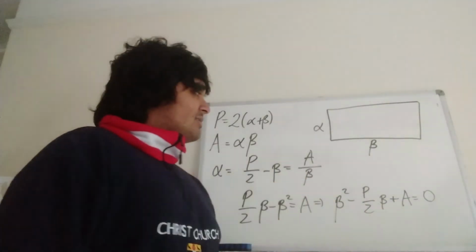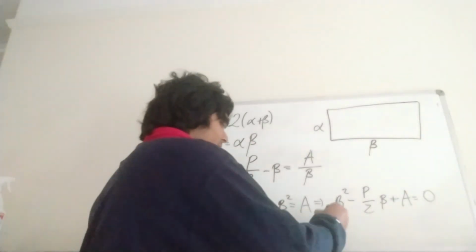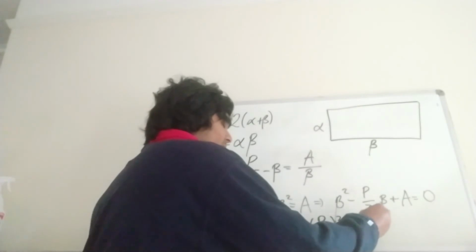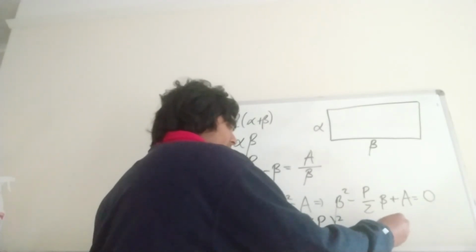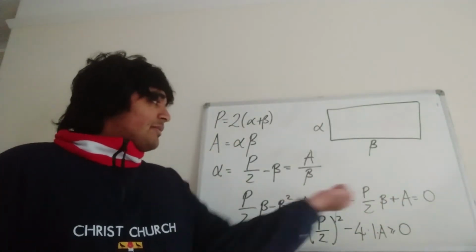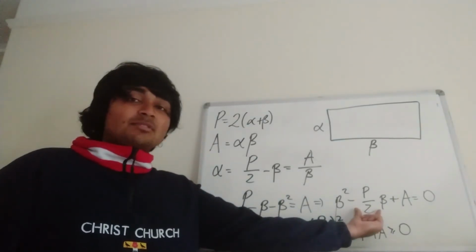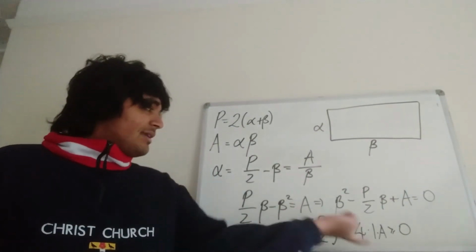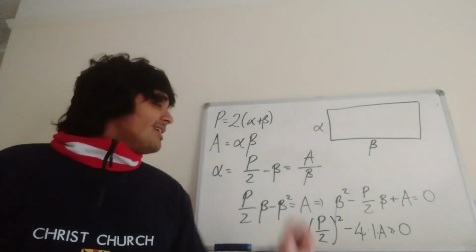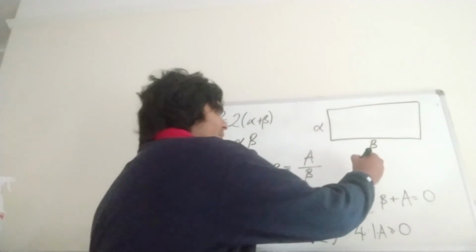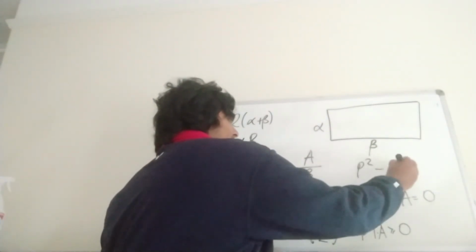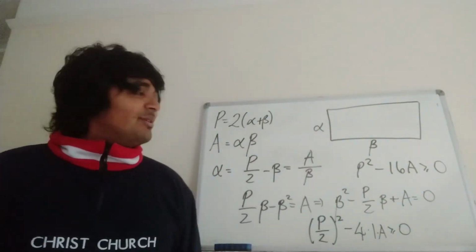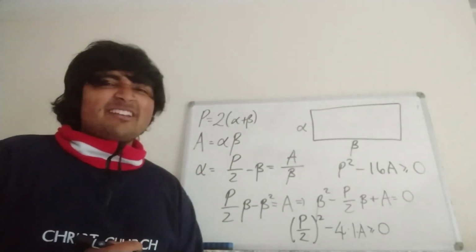So if we look at the discriminant, we get (P over 2) squared minus 4 times 1 times A being bigger than or equal to 0. Because remember, you take the coefficient of the second term, square that, and then subtract off 4 times the coefficient of the first times the last, and you get this, which is bigger than or equal to 0. Then if you multiply through by 4, you get the inequality you want: P squared minus 16A is bigger than or equal to 0, and then of course you can just add 16A to both sides. Anyway, that's how you solve this fun maths problem.